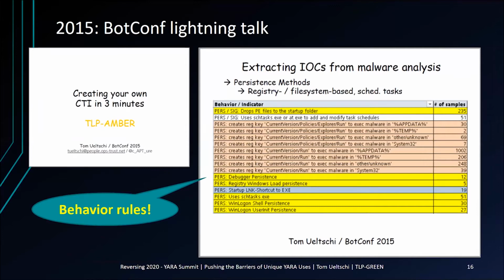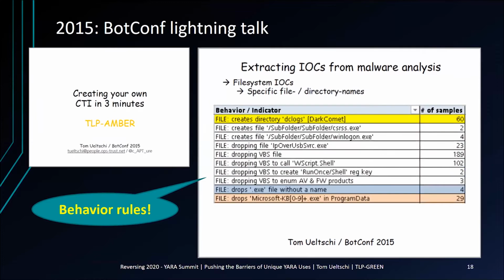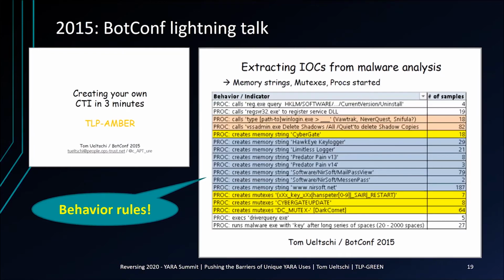Here, behavior rules for persistence methods, for network behavior, especially looking for TCP connections on non-standard ports, which often is C2 from RATs. And some file system IOCs looking for file names, directory names, and memory strings, mutexes in memory, process parent-child relationships, and command lines.